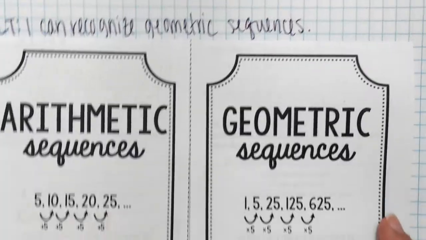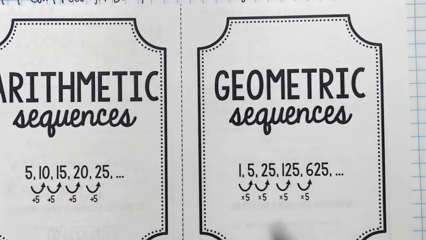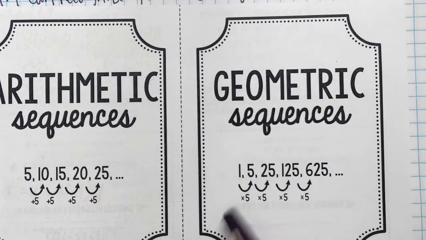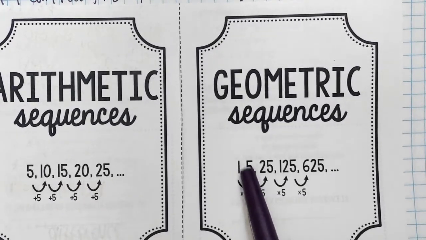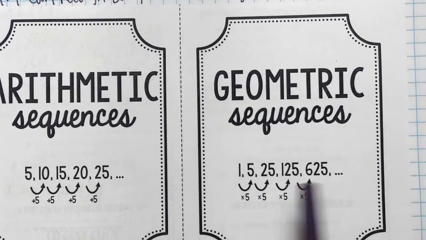Okay, so now let's look at our first sequence. It's 1, 5, 25, 125, 625. To get from 1 to 5, you could add 4, but that wouldn't get you to the next one, would it? So they chose to multiply by 5.